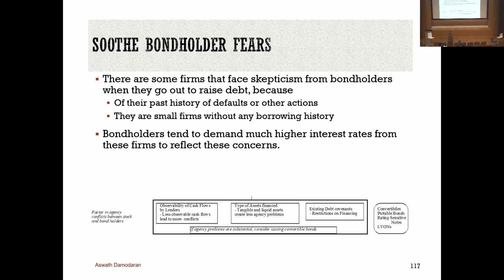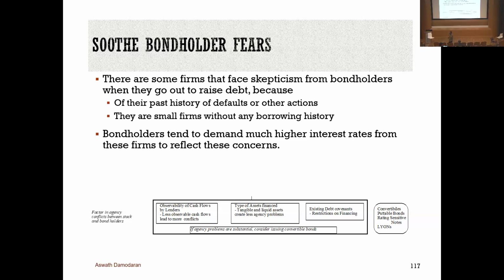Remember we talked about RJ Nabisco in 1987, doing a leveraged buyout and essentially ripping off their bondholders? Five years later, Nabisco went public again and decided to issue bonds again. And nobody would buy their bonds. And who could blame them, right? They remembered '87. So why would we buy your bonds?